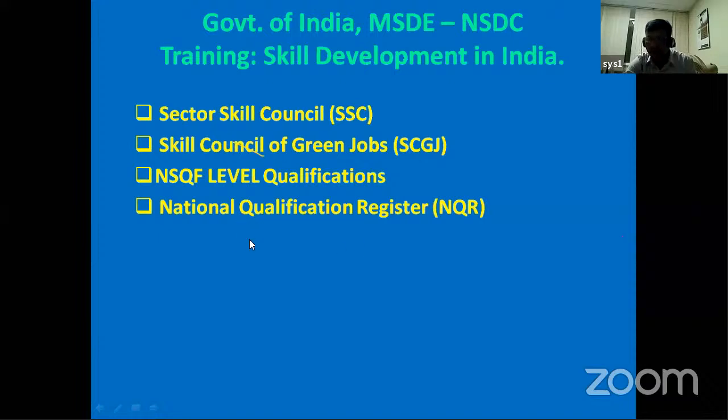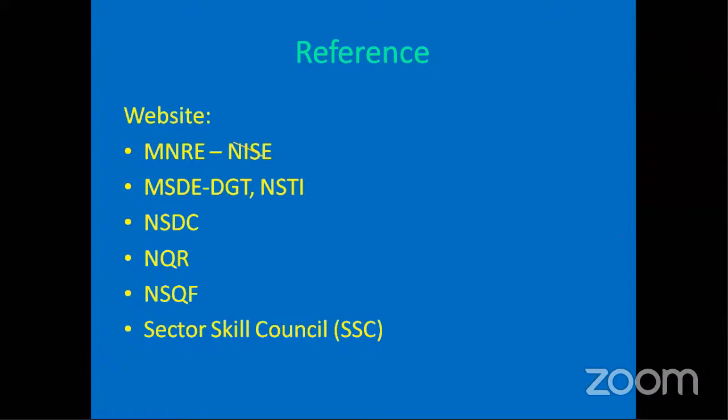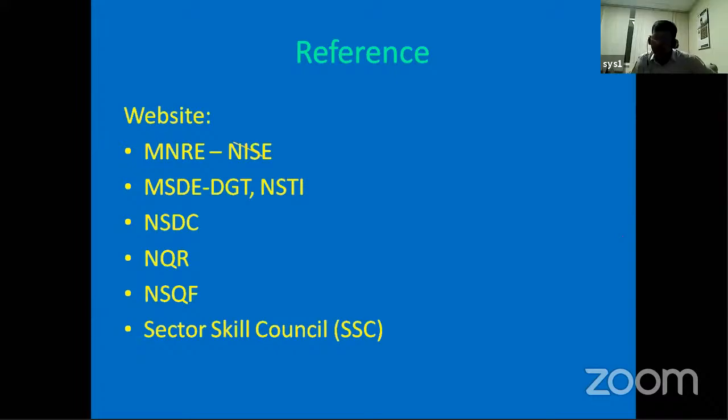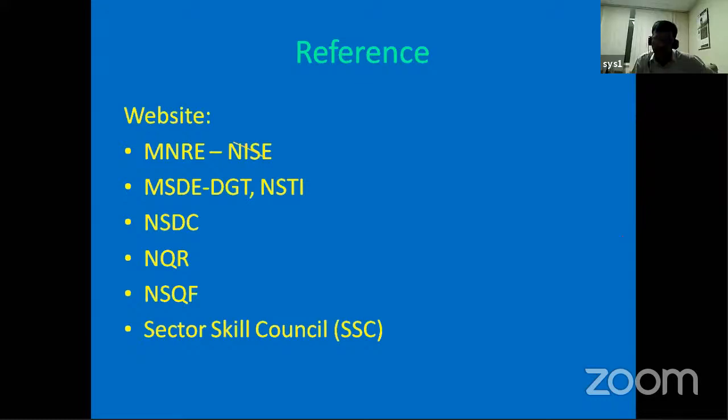Again, if you go to the solar side, for the training you will find the National Qualification Register. You can browse the NQR website and you will get the solar side. These are the references we made: MNRE, the Ministry of New and Renewable Energy, the National Institute of Solar Energy, and the National Skill Training Institutes. 15,500 ITIs are there to provide workforce employment to start up a business.